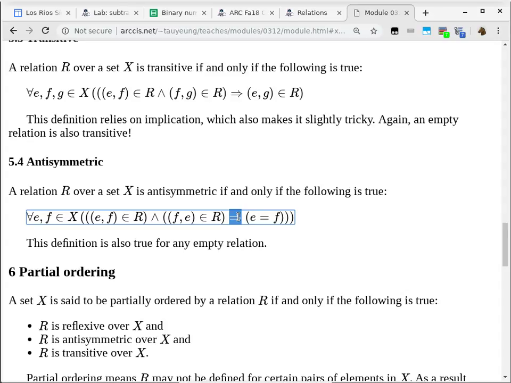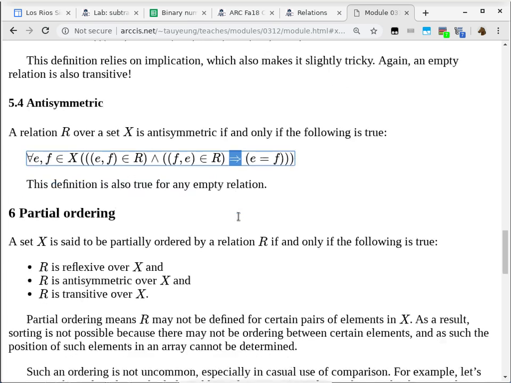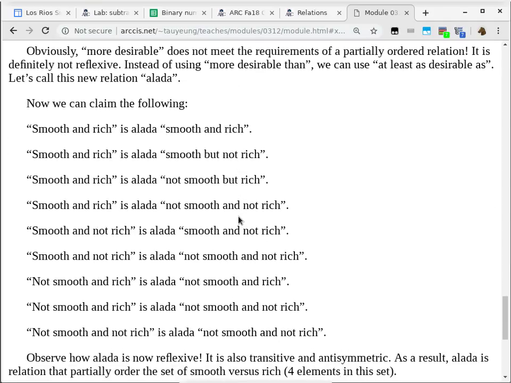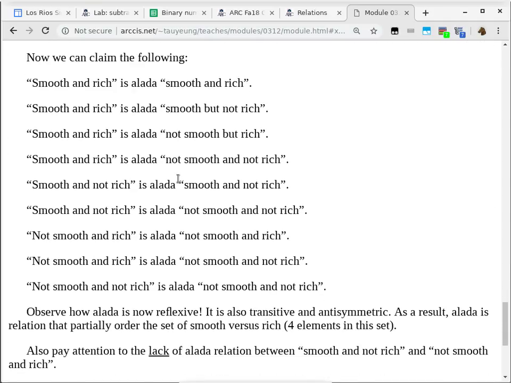Is that okay? So the problem with partially ordered is you do not have totally ordered. You cannot rank some of these items. So getting back to here, there is no way for someone to rank and say which one is better. Is smooth and not rich better, or is not smooth and rich better? We don't know. Okay, the relation does not define that.